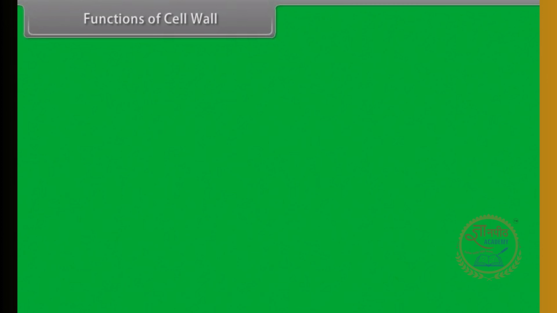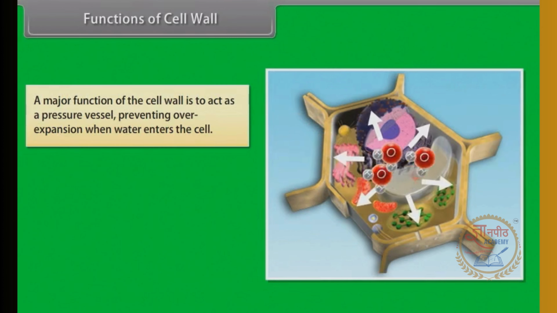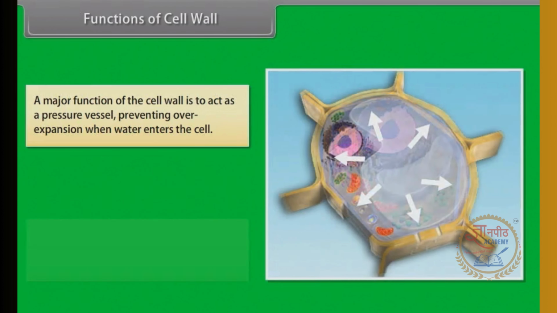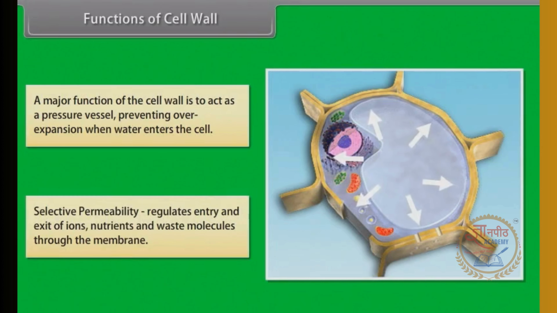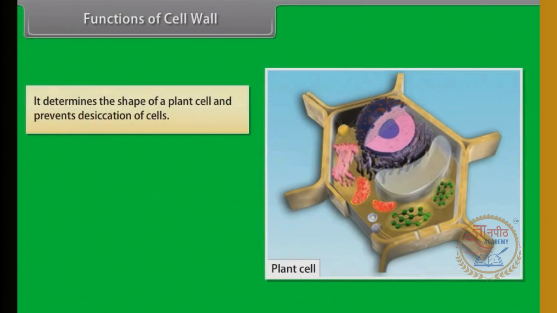Functions of cell wall. A major function of the cell wall is to act as a pressure vessel, preventing overexpansion when water enters the cell. Selective permeability regulates entry and exit of ions, nutrients, and waste molecules through the membrane. It determines the shape of a plant cell and prevents desiccation of cells.